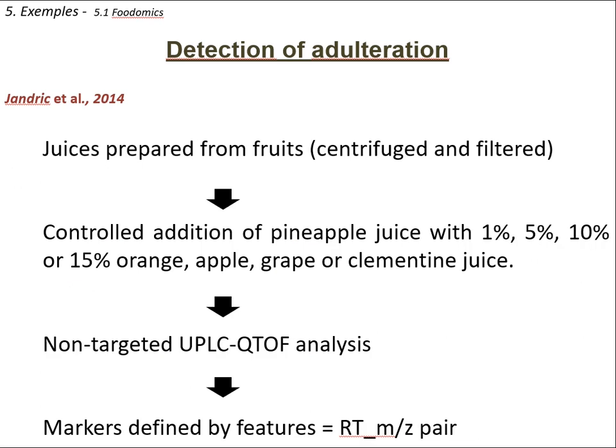So the experimental setup is the following. Juices were prepared from fruits, centrifuged and filtered, and there was a controlled addition of pineapple juice with 1%, 5%, 10 or 15% orange, apple, grape, or clementine juice. And then they made a non-targeted UPLC QTOF analysis of the juice and found markers defined by what we call features, which is a combination of retention time and mass, as mass over charge ratio.